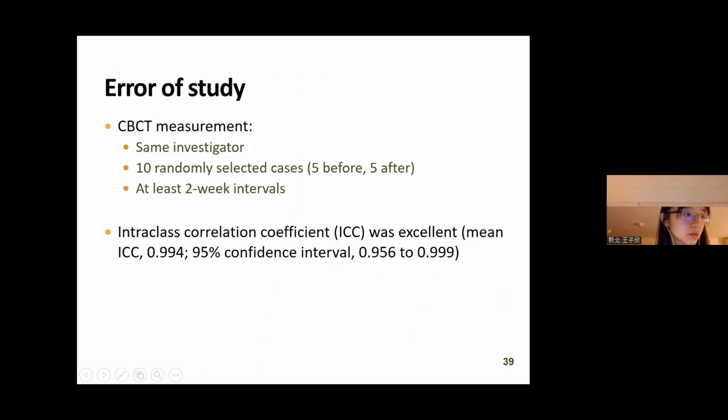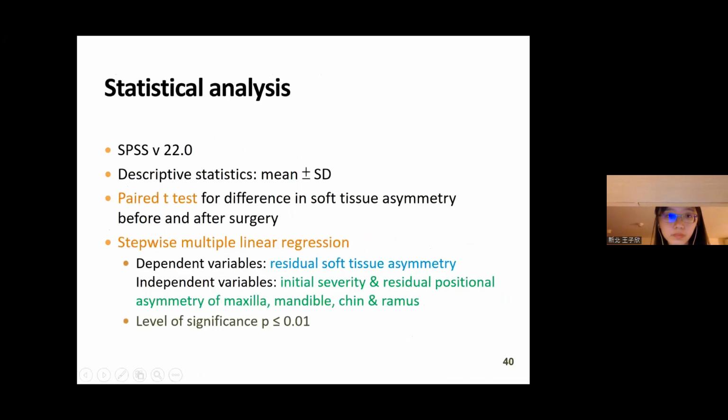To reduce the method error, 10 randomly selected CBCT measurements were repeated by the same investigator at an interval of at least 2 weeks. Intra-examiner reliability was analyzed by the intra-class correlation coefficient. The reliability was excellent. For statistical analysis, a paired t-test was used to see the difference in asymmetry outcome before and after surgery. Stepwise multiple linear regression was used to see the related factors for post-op asymmetry, such as initial severity of soft tissue asymmetry and post-op positional asymmetry of the skeleton. The significance level was 0.01.